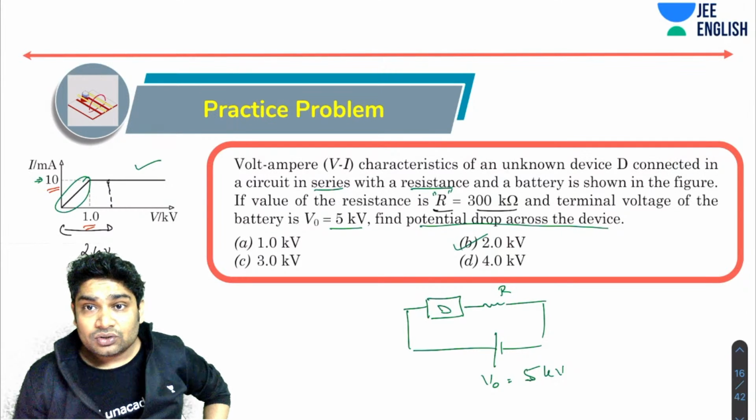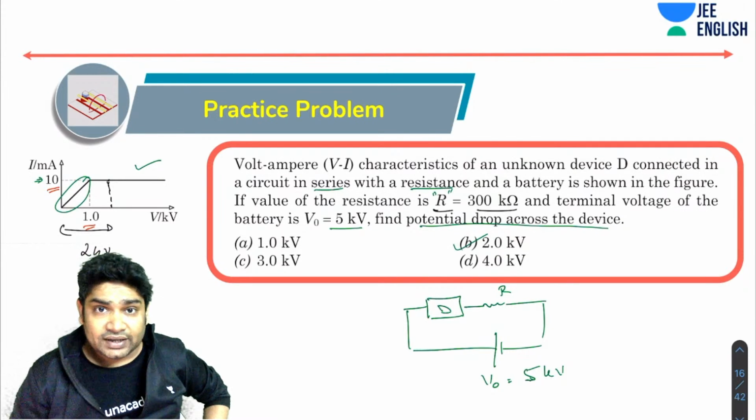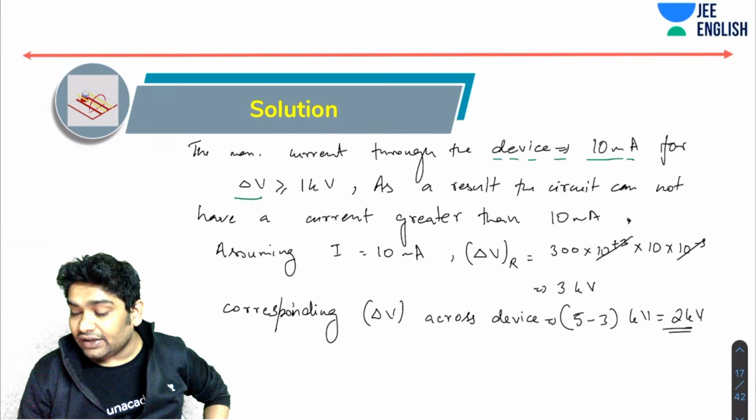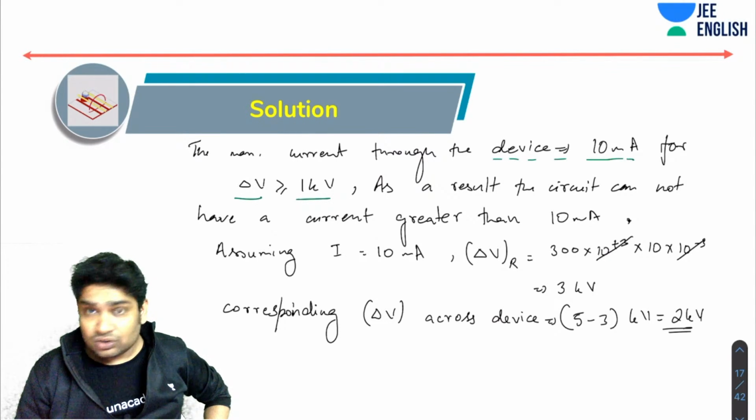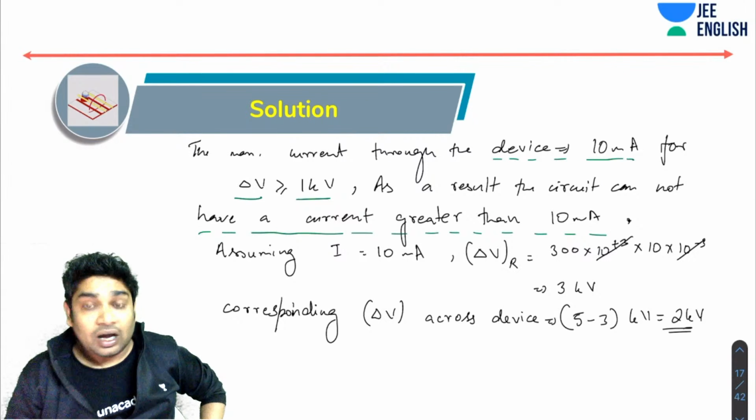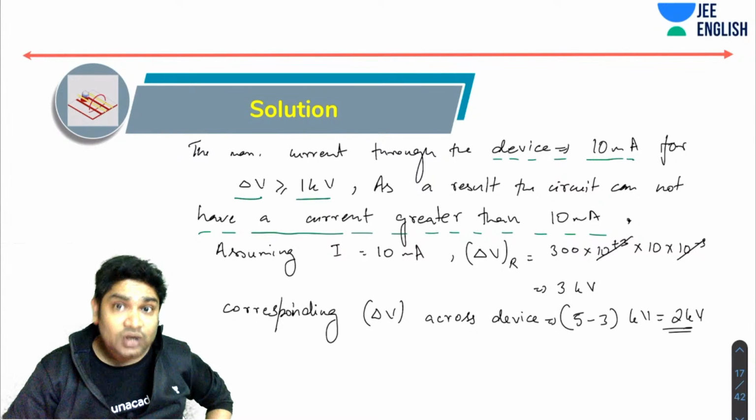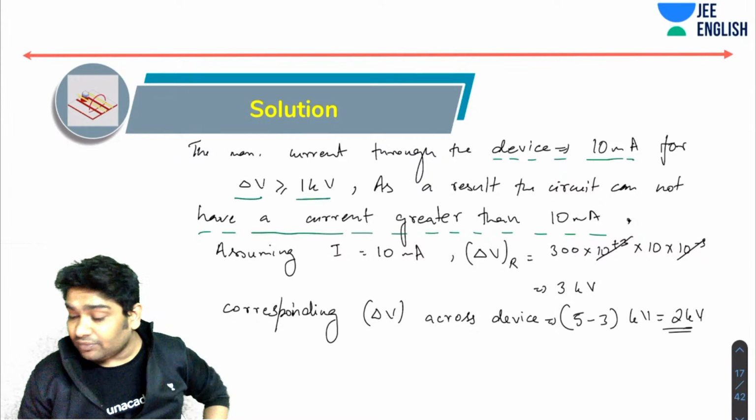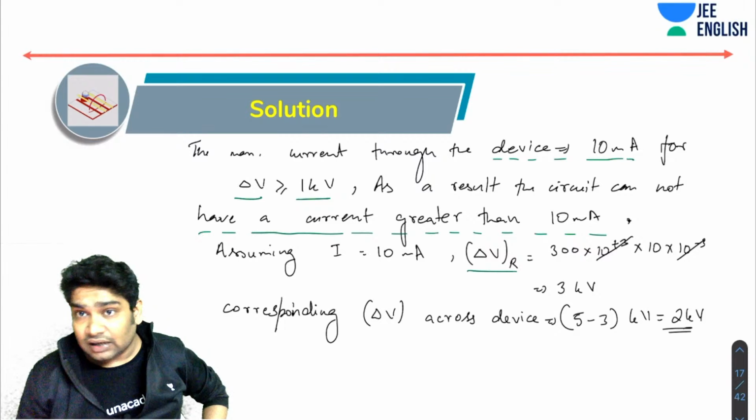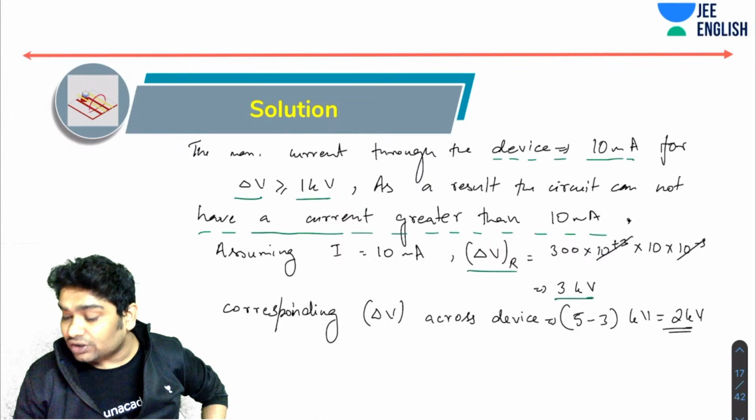Okay, so now because these two things are in series, the maximum current through the device is 10 milliamperes for delta V greater than 1 kilovolt, correct? So as a result, the circuit itself cannot have a current greater than 10 milliamperes. Now, assuming that the current in the circuit was 10 milliamperes, what would have been the potential drop across the resistance R? Across the resistance R, the potential drop would have been 3 kilovolts.